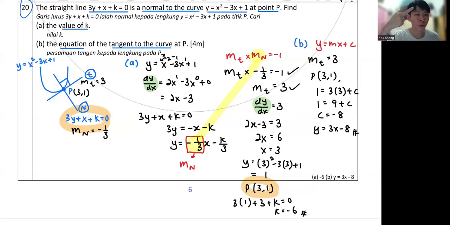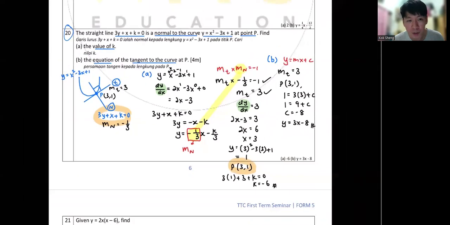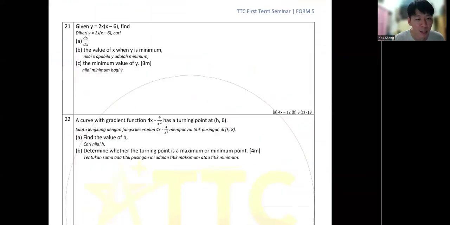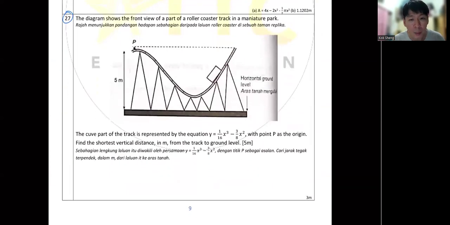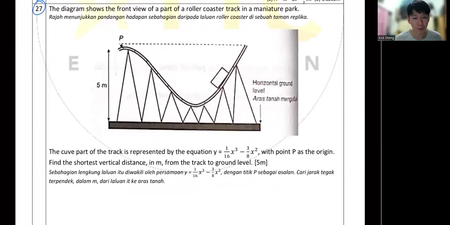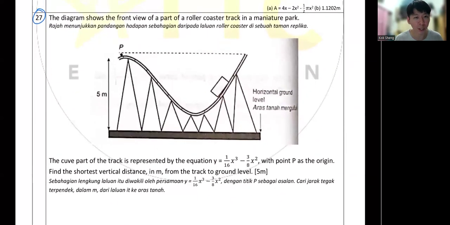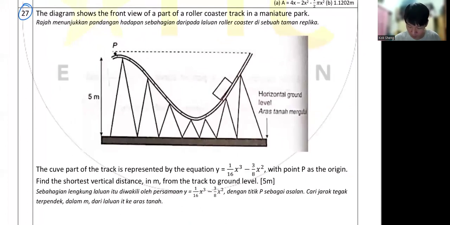Question 27, the last 2. Later we can go for integration. 27 is a roller coaster. This one is 5 marks. Very nice. So you can see the diagram shows the roller coaster track.